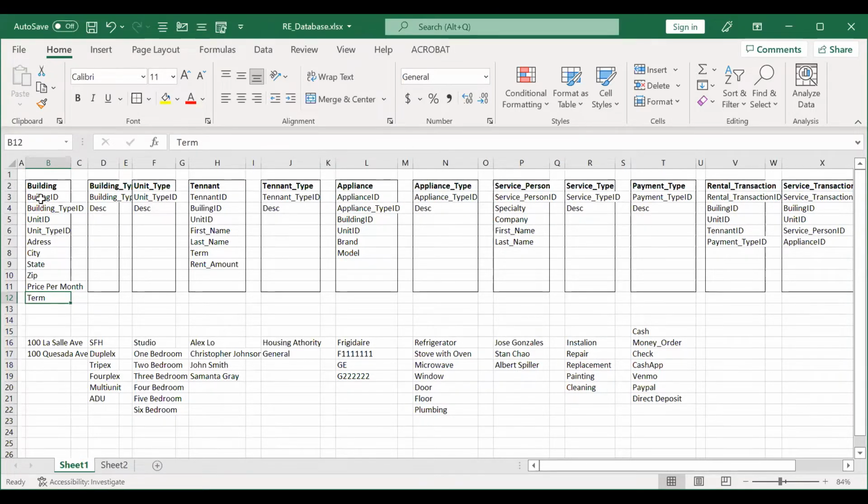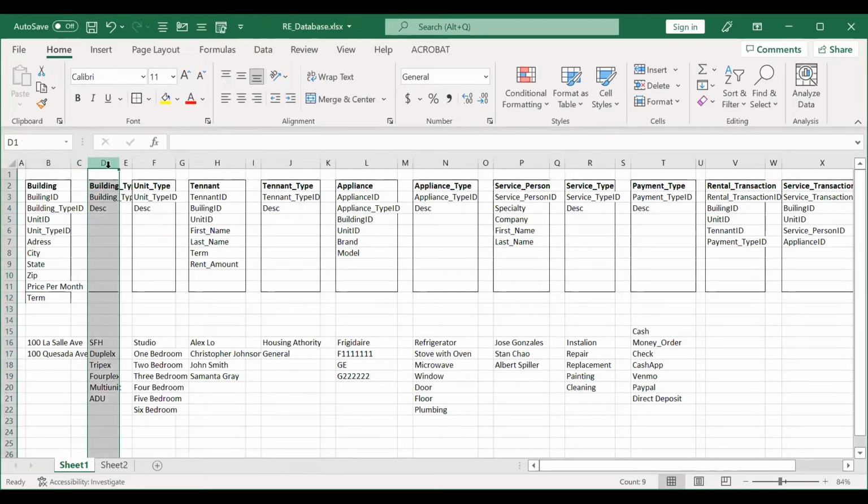So building has a building ID, building type ID. Building type is right here: single family home, duplex, triplex, fourplex, and so forth. There is a unit ID and unit type ID. Unit type ID, we can have a studio, 1 bedroom, 2 bedroom, and so forth. Then we have an address, city, state, zip, price per month, and term.